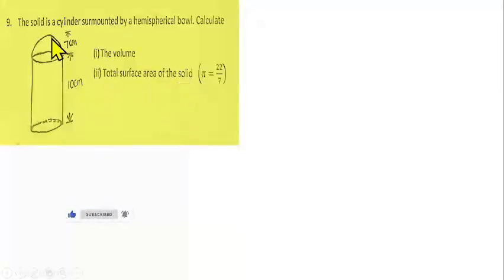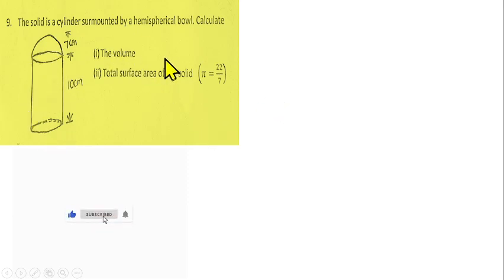Question number 9 is from mensuration of solid shapes. The solid is a cylinder mounted by a hemispherical ball. Calculate the volume and the total surface area of the solid. So it's for mensuration of solid shapes. You have a hemisphere mounted upon a cylinder.